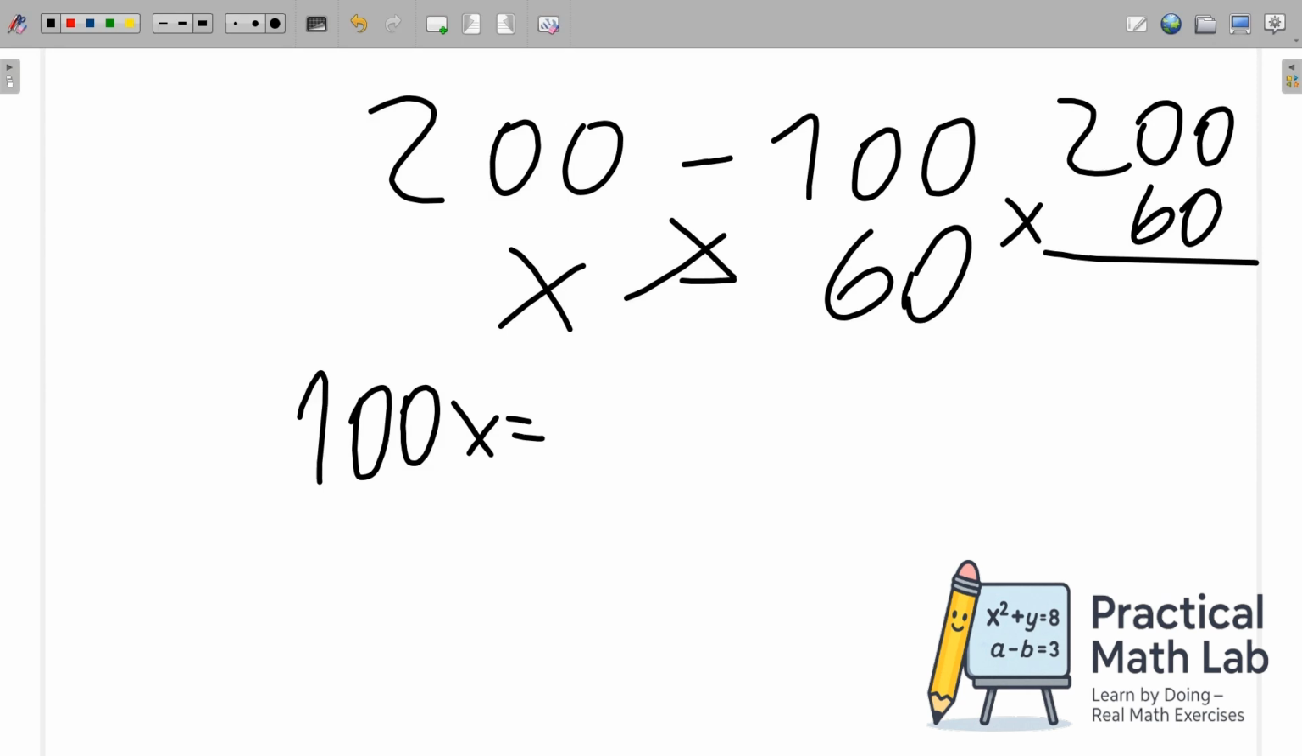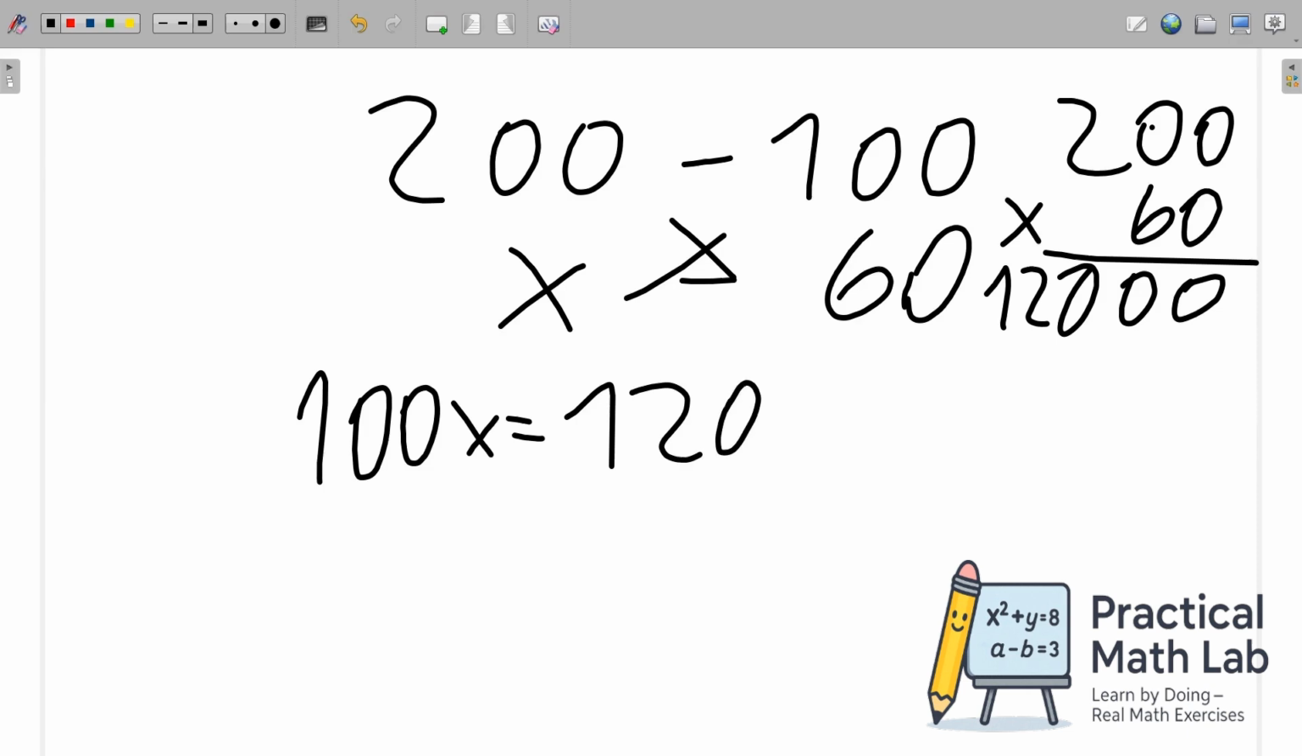Let's go! This 0 here, we can just repeat it. 6 times 0 is 0. 6 times 0 is 0. 6 times 2 is 12. 12,000. There we go. So here we are doing a multiplication.